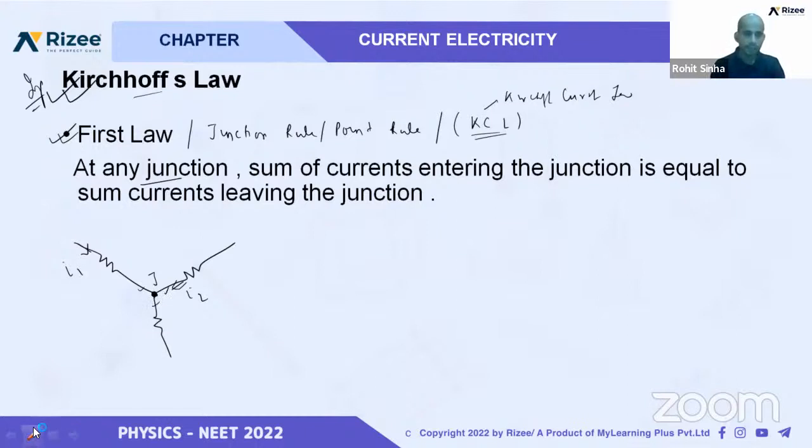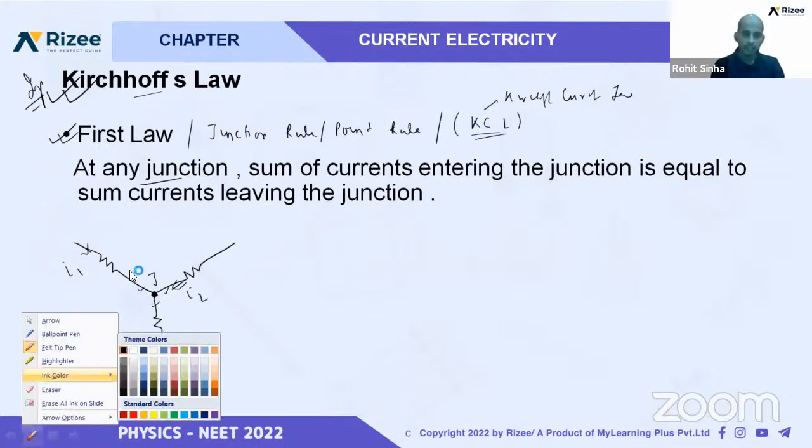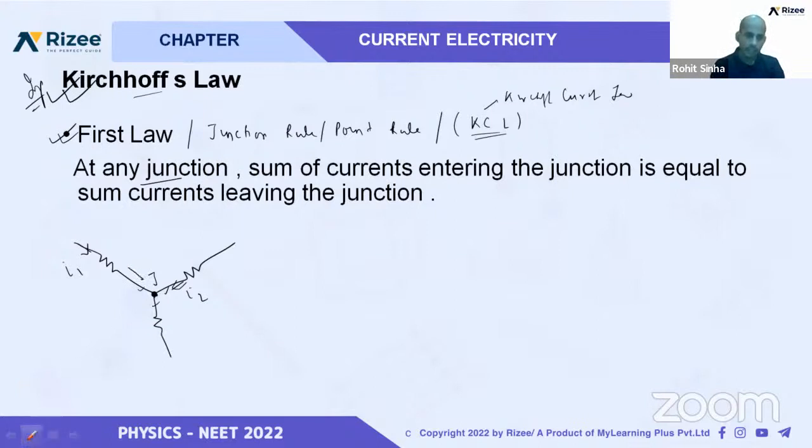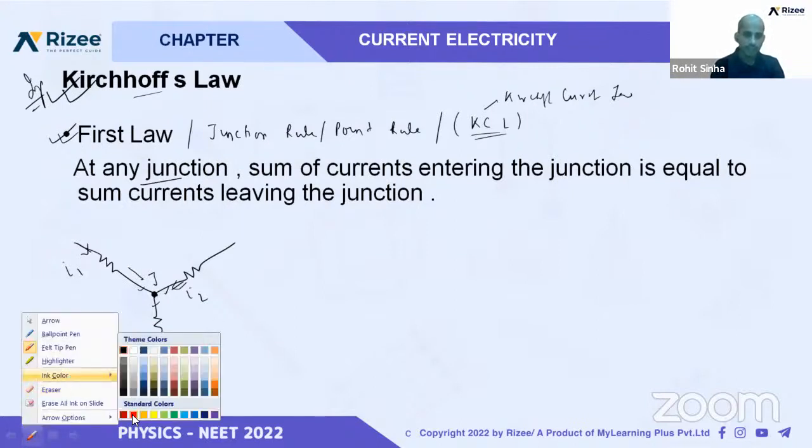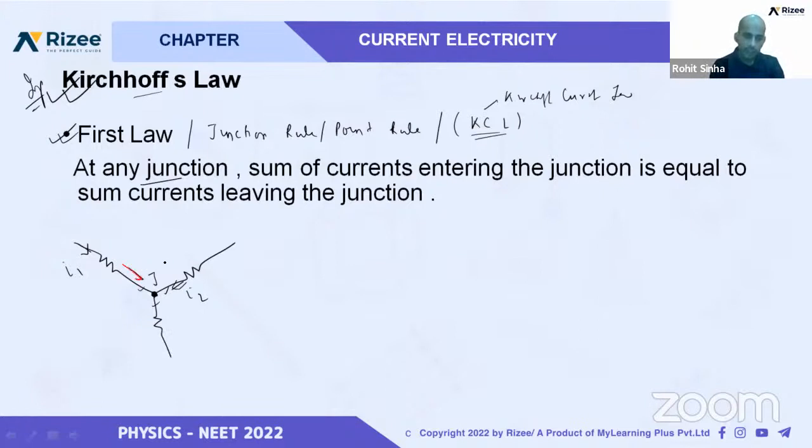At a junction, we can say the sum of incoming current is equal to the sum of outgoing current. Suppose I1 is coming, I2 is coming, and I3 is going here. We can take I1 positive, I2 also coming to the junction positive, and I3 going away from the junction, so minus I3 is equal to 0. So I1 plus I2 is equal to I3.